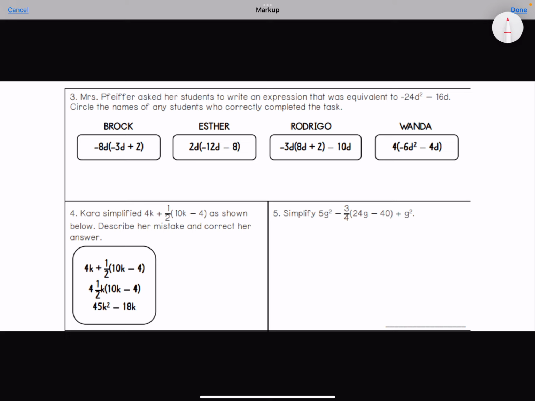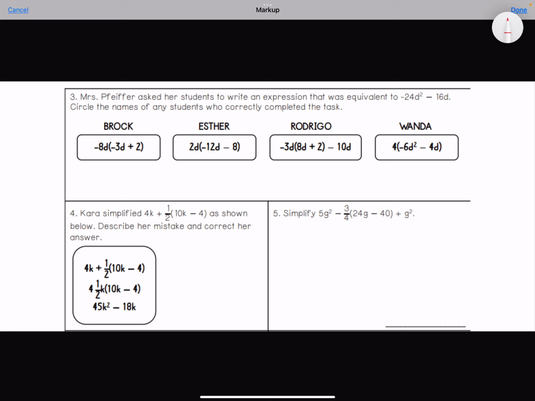So you have to work them all out to figure out which ones, and I will tell you it's more than one. So you have to work out Brock, Esther, Rodrigo, and Wanda. There's no other way to do this. You have to work out each one because there's not a single correct answer. This one, I will tell you, has 3. So I will let you figure that out. If you want to email me the names you think it is, great.